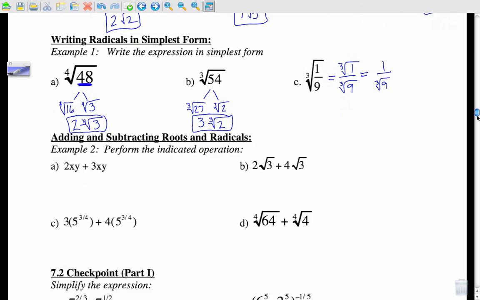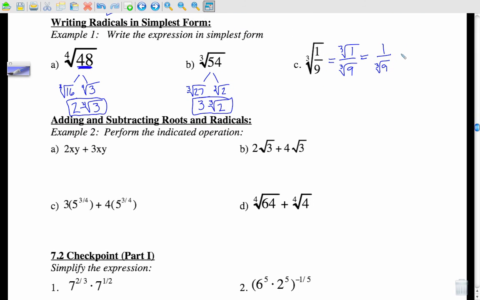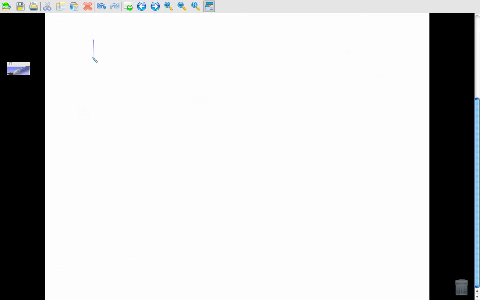So we have to go through the same process as we did up here to get rid of it. But I can tell you that your instincts will tell you to go here and multiply by the cube root of 9. And that is not correct. Here is how you figure out what you're going to multiply by. Let me put this on a new page. 1 over the cube root of 9.